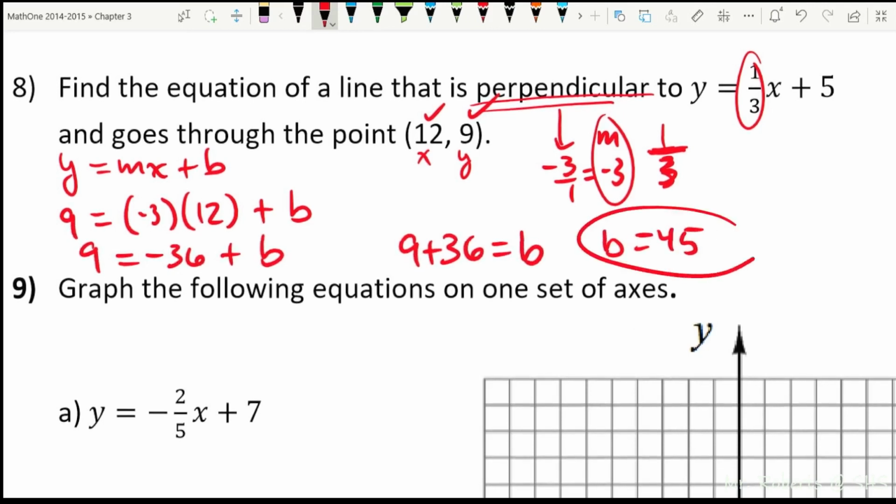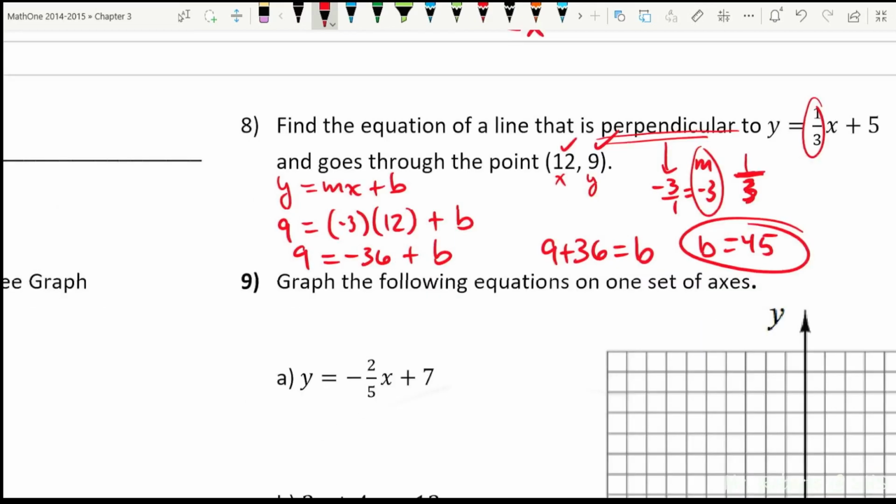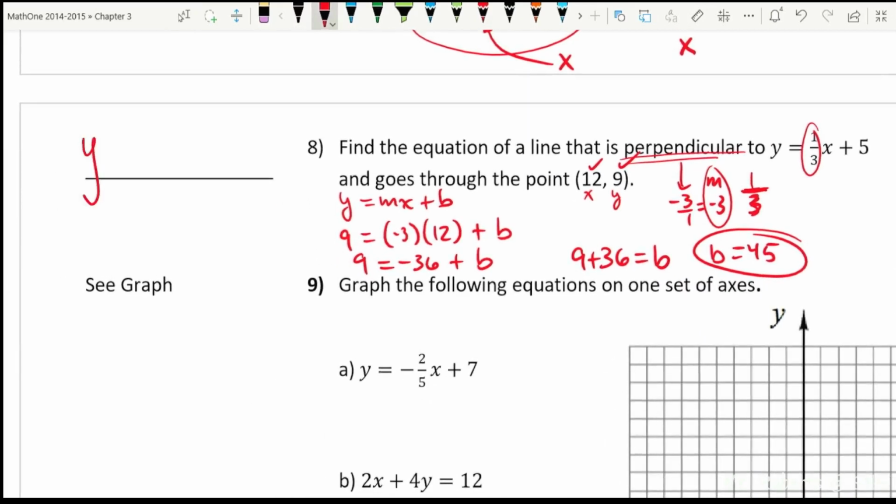So I now know both pieces of information. I can write the equation of that line, right? The equation of the line is y is equal to, my slope is -3, times x, and then I have to add 45.